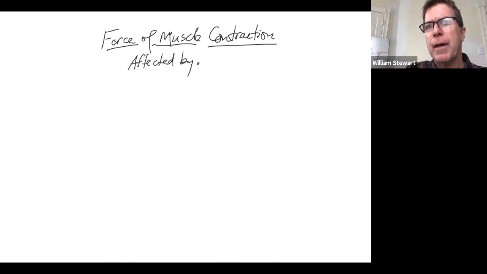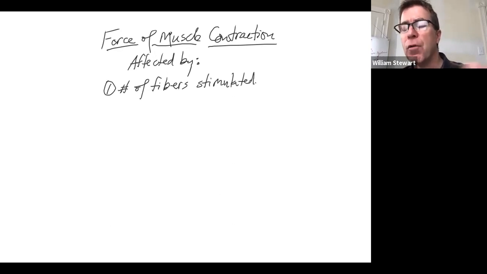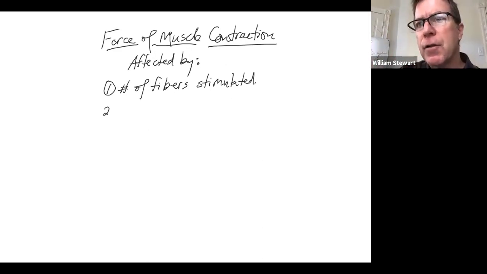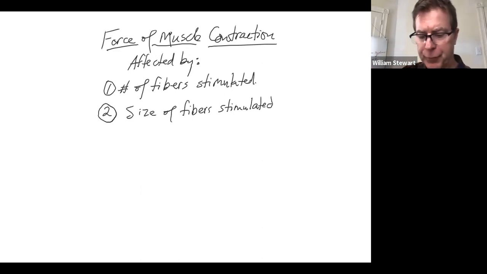I'm just going to write affected by, and I'm going to list these as 1, 2, 3, 4. The first is the number of fibers that get stimulated during contraction. We've talked a little bit about this. The more fibers that get stimulated, the stronger the contraction, the more force is produced. That's pretty logical and intuitive. The second factor affecting contraction force is the size of the fibers that are stimulated. Smaller fibers produce less force than larger fibers.